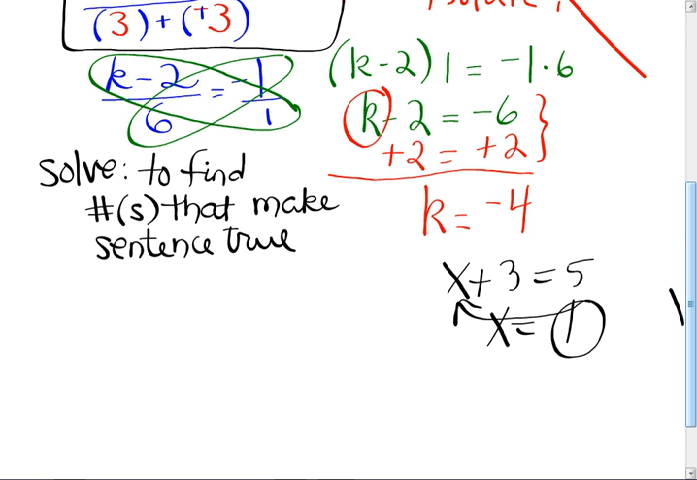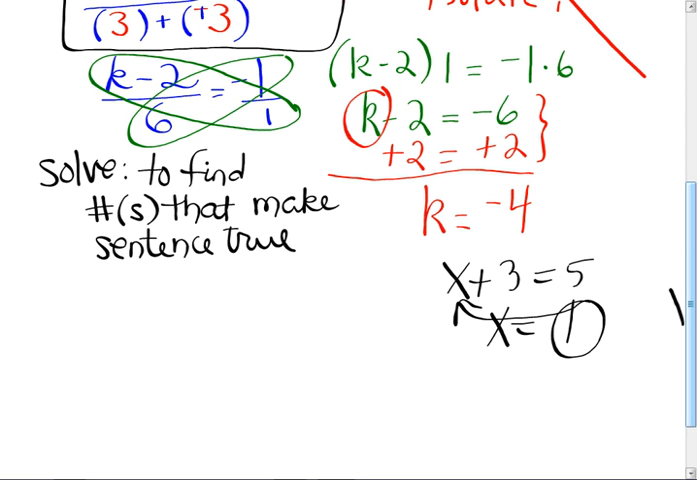You need to write that down. What does solve mean? Actually, everything I have on the board here should be written down. I do save the smart boards, put them up on Schoology, so you could always fill in the gaps. Okay, so solve means to find numbers that make the sentence true.